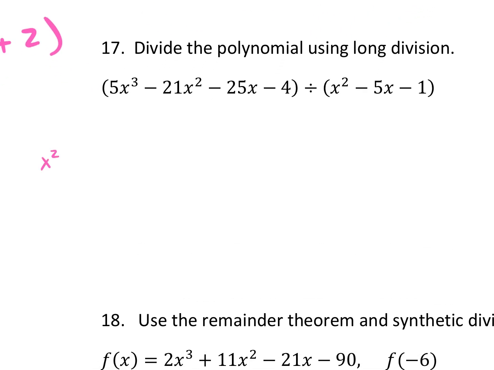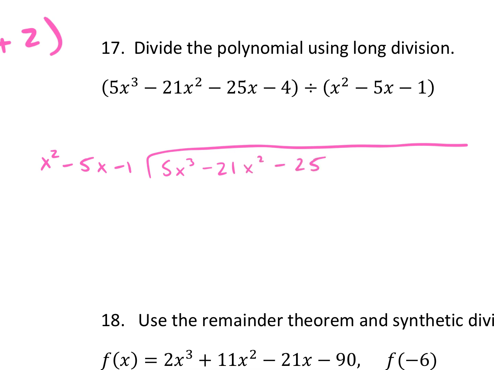Outside the box, we've got x squared minus 5x minus 1. Inside the box, 5x cubed minus 21x squared minus 25x minus 4. Always make sure when you're doing synthetic division or long division, you're not missing any terms. I have every term represented here. I've got x to the third power, x squared, x to the first power, and negative 4. We're not missing anything. We can go ahead and start dividing.